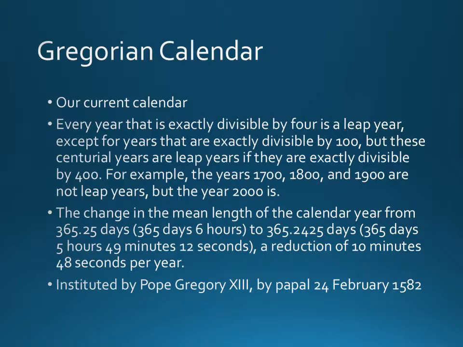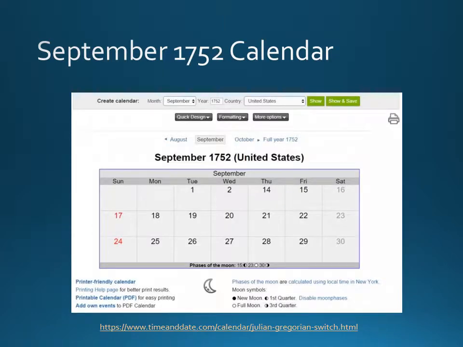Great Britain and its American colonies reformed in 1752, where Wednesday, September 2nd, 1752, was immediately followed by Thursday, September 14th, 1752. This shows what a calendar in the United States, which was still part of Great Britain, looked like in the September of 1752.